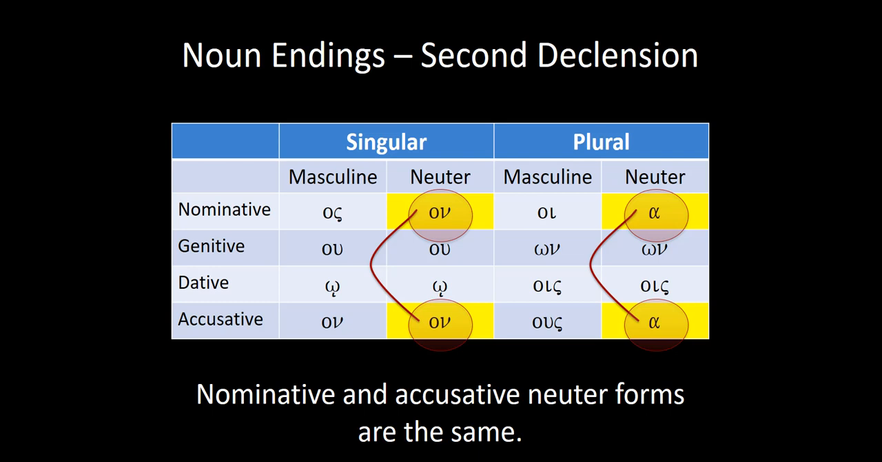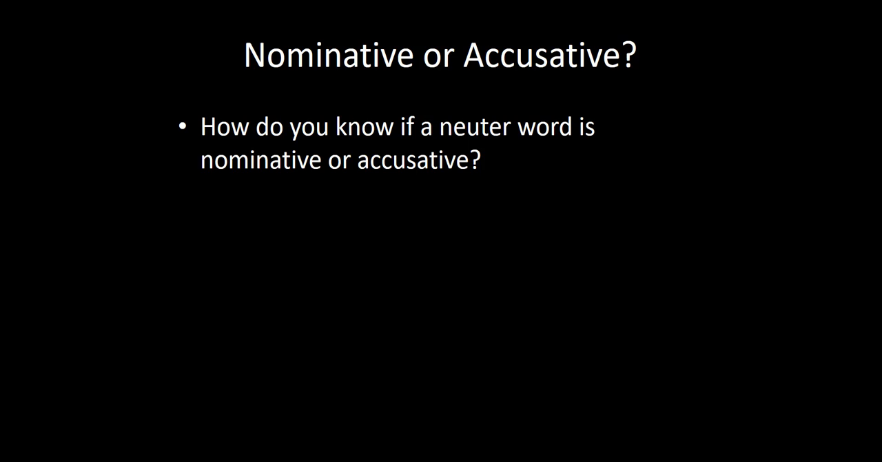You have the alpha in nominative neuter plural, as well as accusative neuter plural. So this can be a very nice thing. It may occur to you, well, if I see the same form, how do I know if it's nominative or accusative if it's a neuter word? How do I know? Well, what you're going to do is become a Greek detective, and you don't just pay attention to one clue, you pay attention to multiple clues. So the one clue was the word endings, but some cases you have to solve by looking at multiple clues.